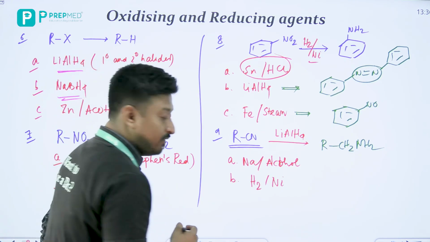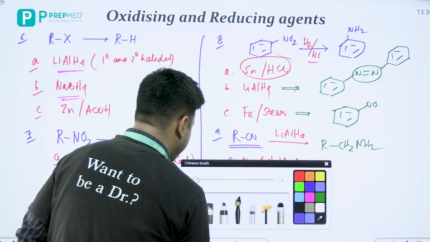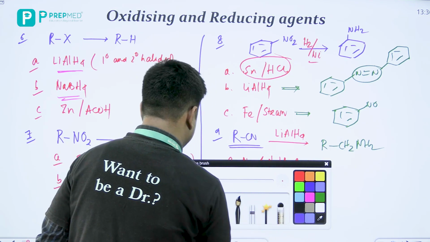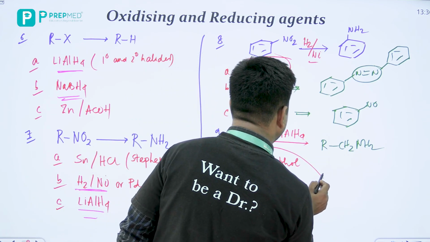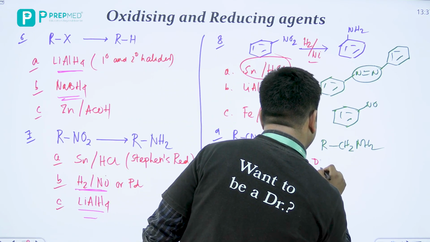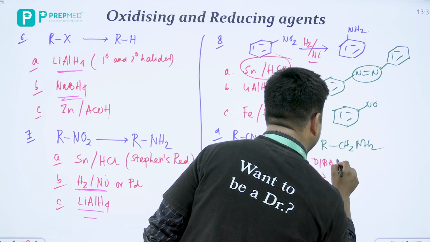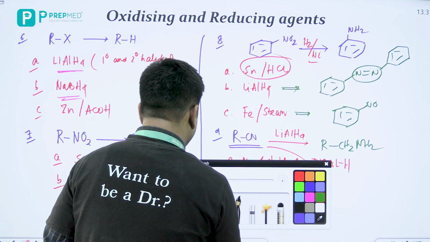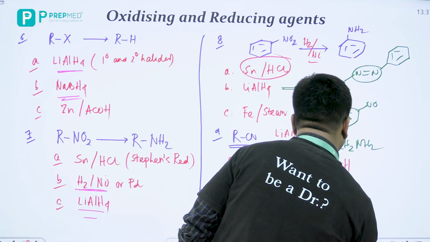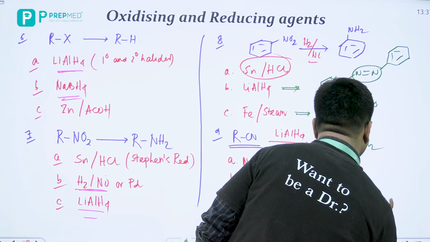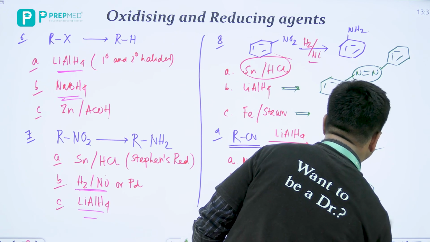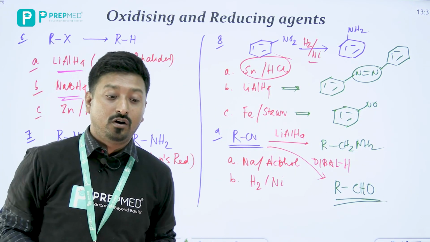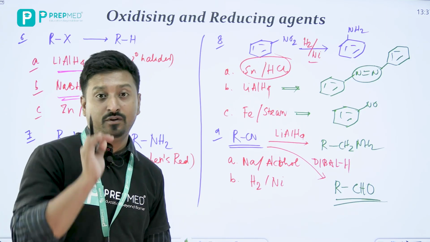And finally, if we use DIBAL-H here, diisobutylaluminium hydride, on a cyanide group, what will we end up with? We will end up getting RCHO. It will convert into the direct aldehyde group. So this was the overall part on the reducing agents.